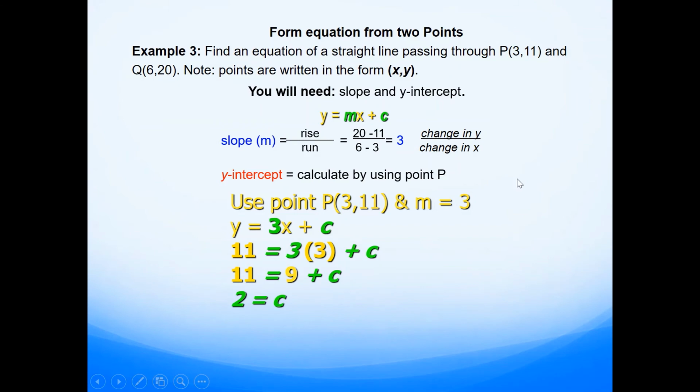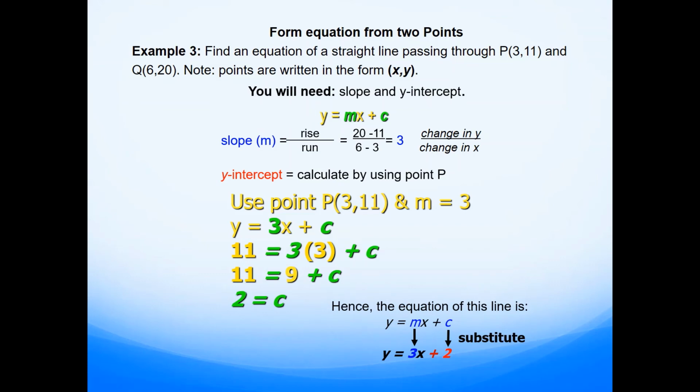Right, so now we have got both the values that we were after. So the gradient value we calculated earlier is 3, and the y-intercept is 2. So we'll put those together. So the final equation of this linear function is y is equal to 3x plus 2. Hopefully that makes sense, guys.